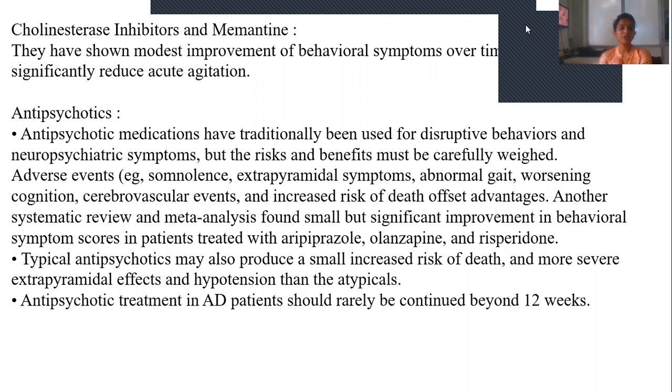Another systematic review and meta-analysis found a small but significant improvement in behavioral symptom scores in patients treated with aripiprazole, olanzapine, and risperidone. So the antipsychotics we give to patients with Alzheimer's disease include aripiprazole, olanzapine, and risperidone. They may also produce a small increased risk of death, and hypotension can also be seen in those taking these antipsychotics. So they can be continued beyond 12 weeks.